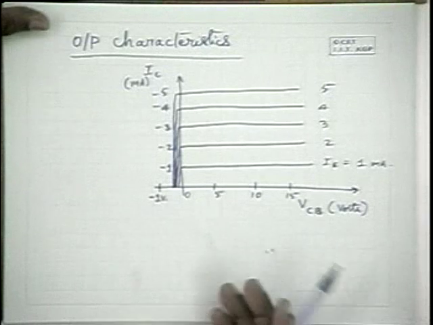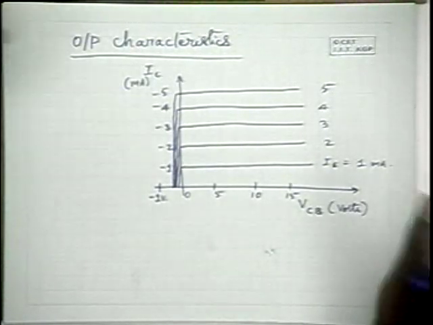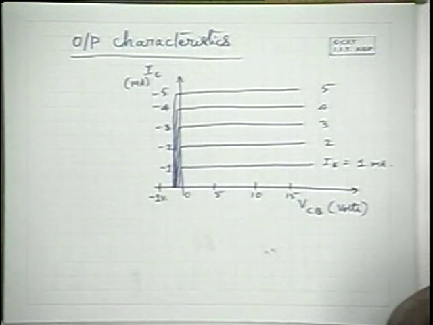IC becomes positive because both the collector junction and emitter junction act like two PN junctions, and one loses the control over the other. Hence the characteristic is like this.